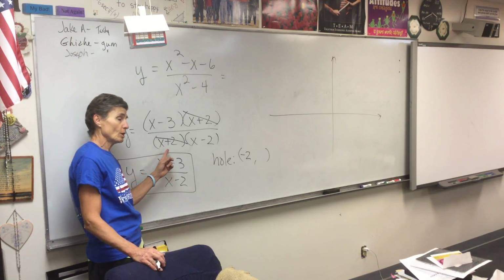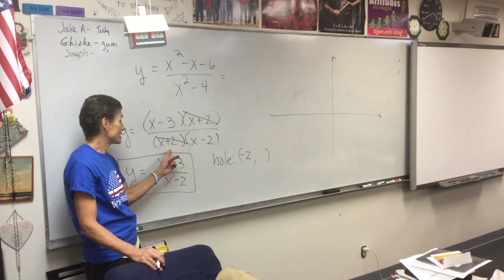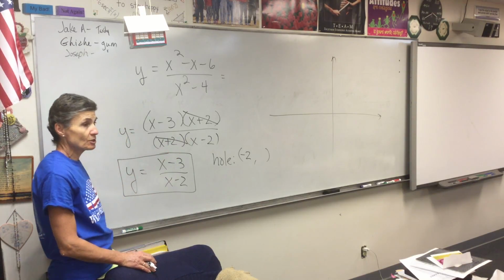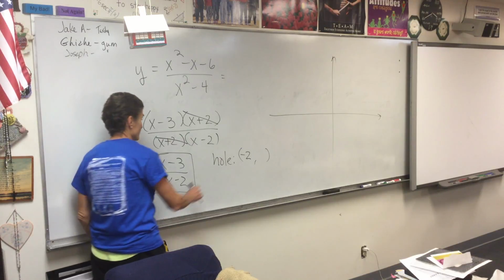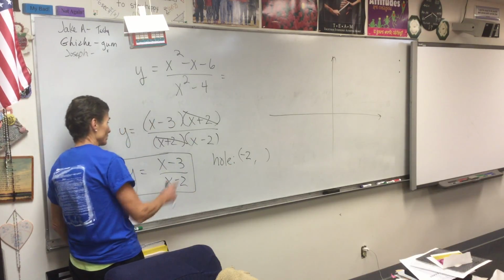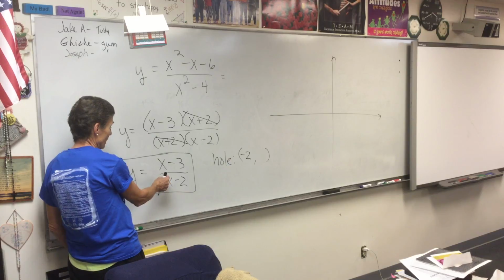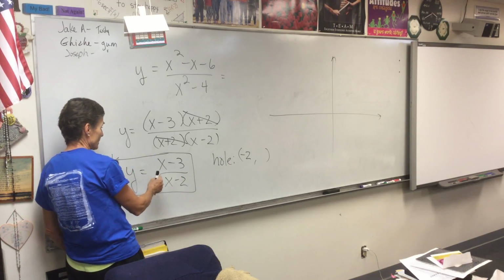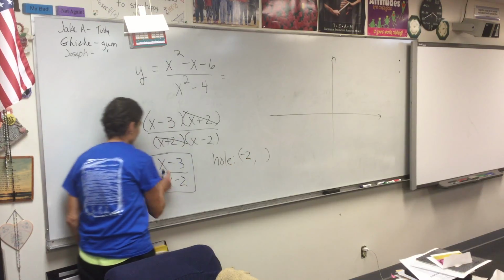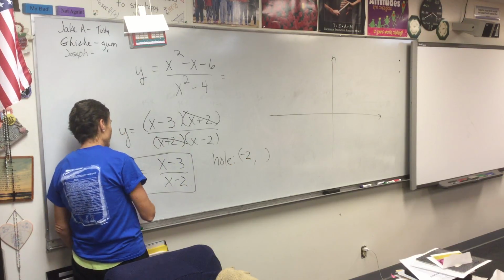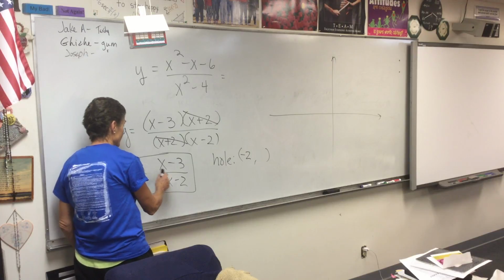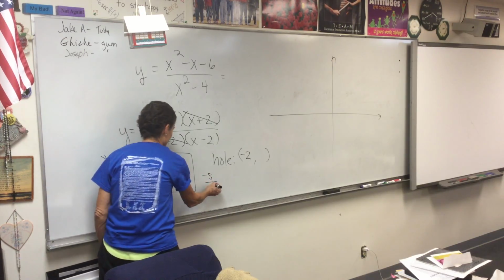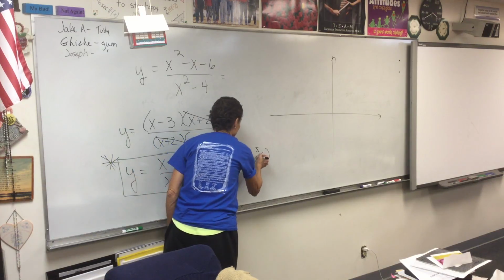Remember, the hole goes at the x coordinate that's the opposite of the thing you canceled. So you canceled x plus 2. We're going to have a hole where x is negative 2. Now we'll take that negative 2 and we'll plug it in right here in the box. Remember, this is where we're focused. So we're going to take negative 2 and plug it in. So what do we get? If we plug in negative 2, we get negative 2 minus 3 over negative 2 minus 2, we get 5/4.